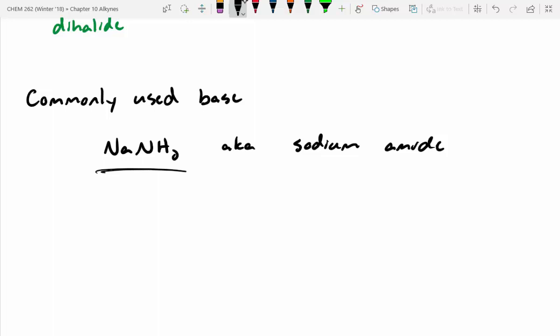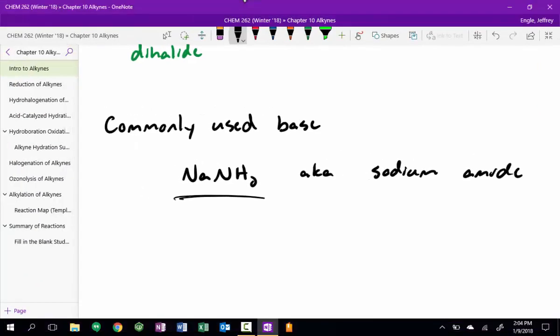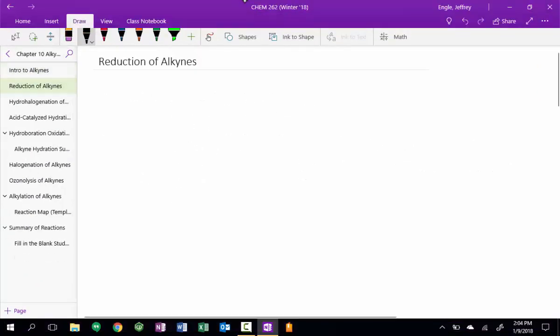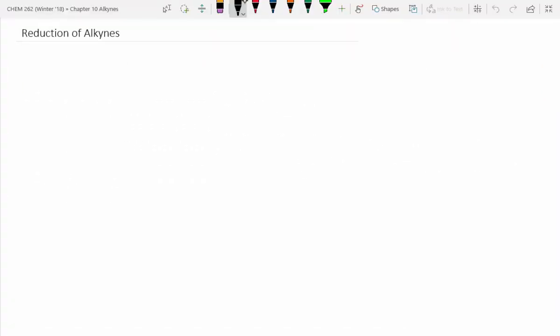Does that make sense? All right, so now we're going to jump into the first reaction of alkynes, and we'll see that a lot of these are really familiar. We'll do reduction, and we'll compare and contrast this. Let's say I've got this alkene, and I want to convert it to an alkane. What should I use? Hydrogenation. So we need H2 gas. What would be a good catalyst to use? Palladium on carbon, something like that.